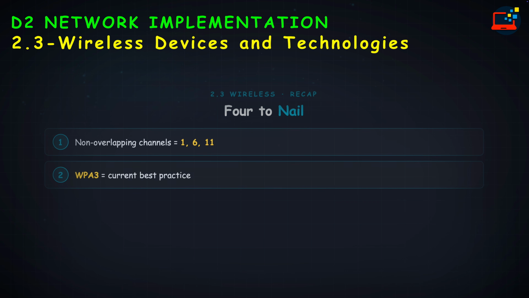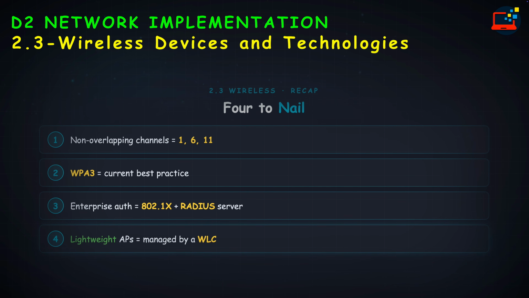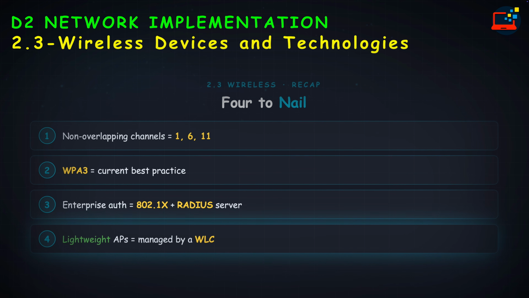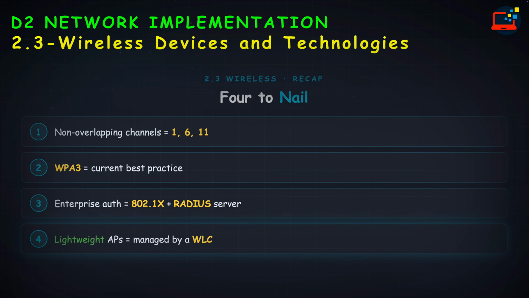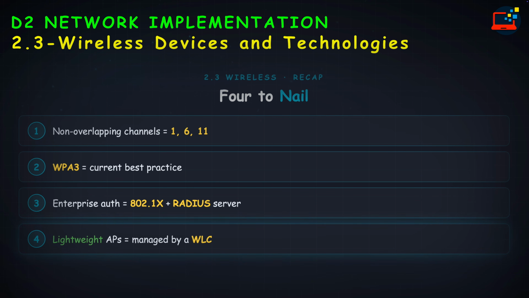That wraps 2.3. The 4 wireless points to nail are: non-overlapping channels are 1, 6, and 11. WPA3 is current best practice. Enterprise authentication uses 802.1x with a RADIUS server, and lightweight access points are managed by a WLC.